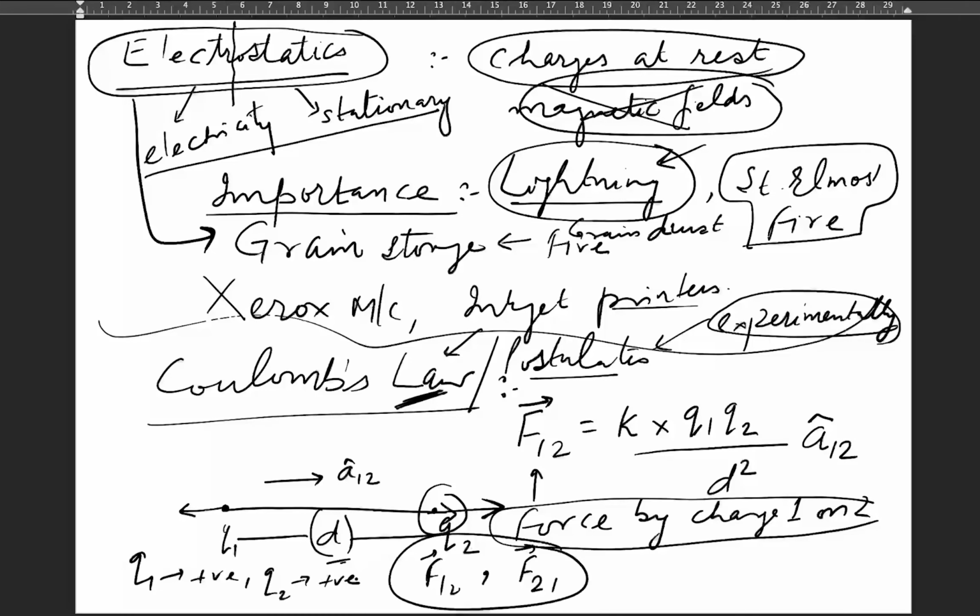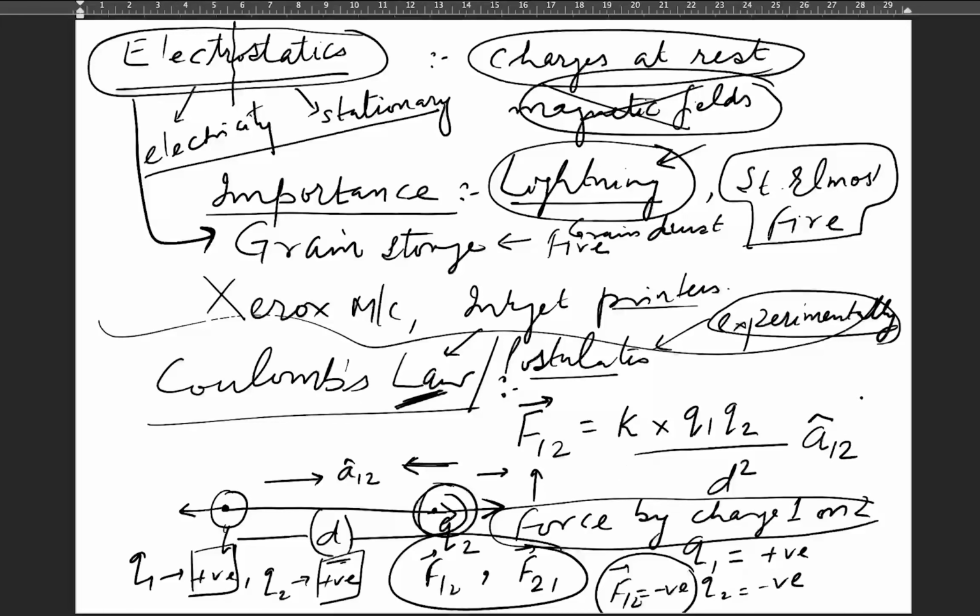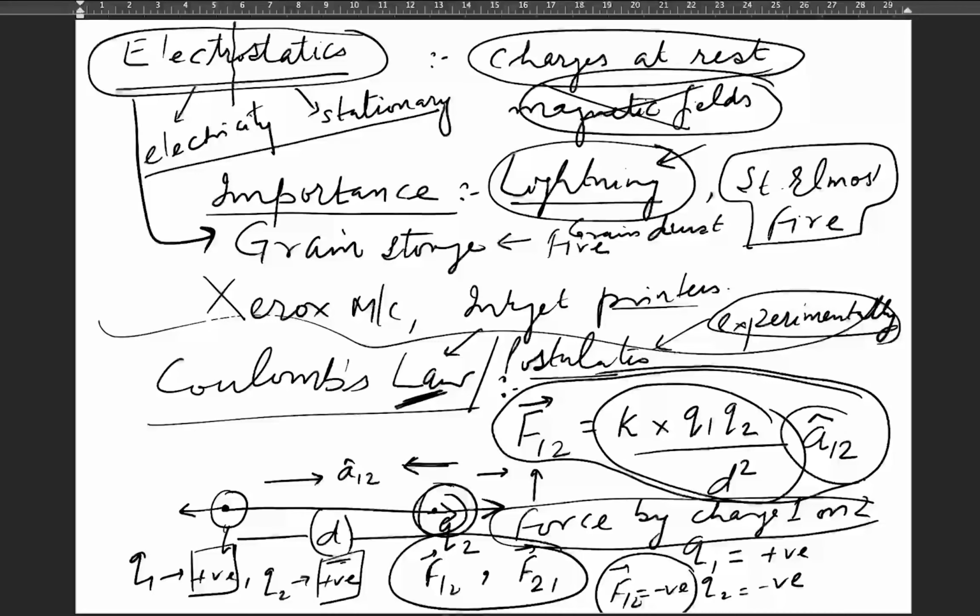However, if one of the charges is of opposite sign, let us say Q1 is positive and Q2 is negative, what will happen? This F12 will be of negative sign, so the direction will be on the left hand side. You see that the charge Q1 is going to attract the charge Q2 instead of repelling it. This is a vector equation, so we have both pieces of information, the magnitude of the force as well as the direction of the force.